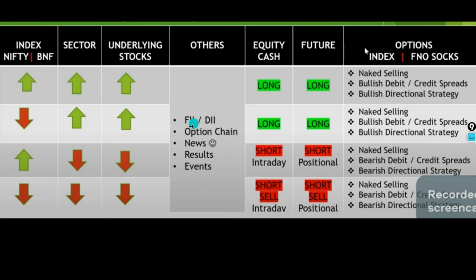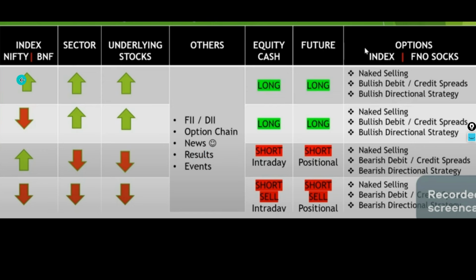And this is what I said, right? This is the data. I made this video long back, guys, I'm just taking the screenshot. I think I made this screenshot almost a year back. This is the data: what are FIIs doing, what are DIIs doing? You can go for the option chain, but don't go on the news. Yeah, results to some extent will help you, and also the events.